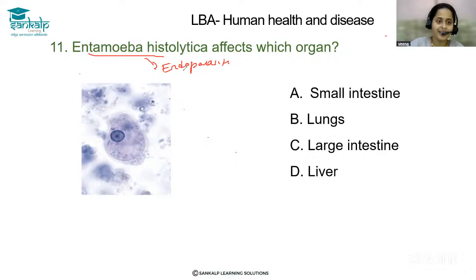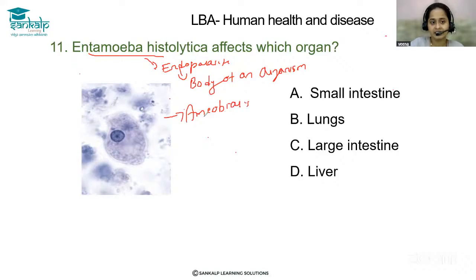Endo means inside. So it is going to live inside the body of an organism, and it needs a host body to complete its life cycle. This Entamoeba histolytica causes the disease called amoebiasis. So it is like dysentery only.